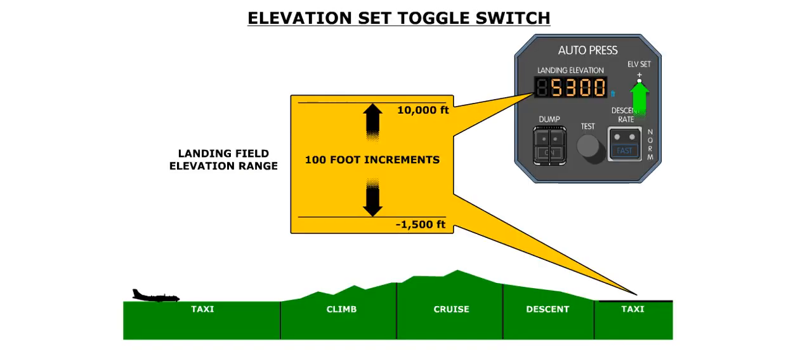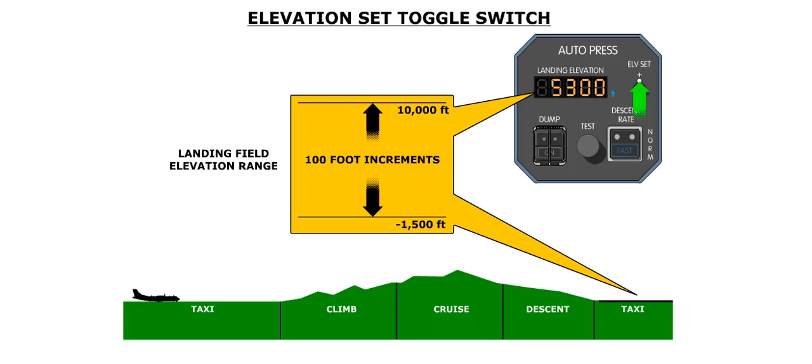In order to understand how the automatic pressurization works, we will go through a sample flight. During the pre-flight, the crew will set the landing field elevation on the automatic pressurization panel. The landing field elevation is set using the elevation set toggle switch. This toggle switch is spring-loaded to the center position. The selected landing field elevation is displayed in the digital landing elevation window.